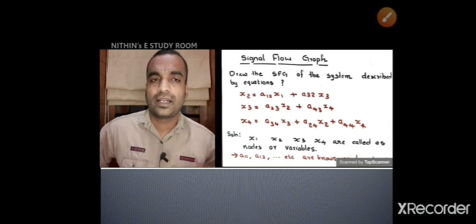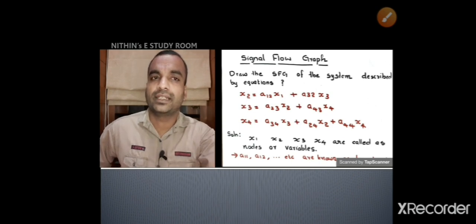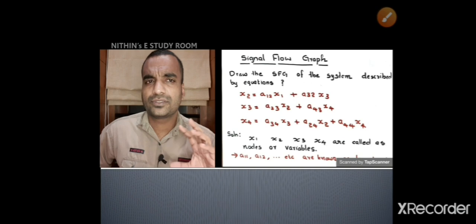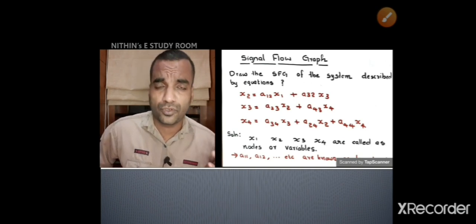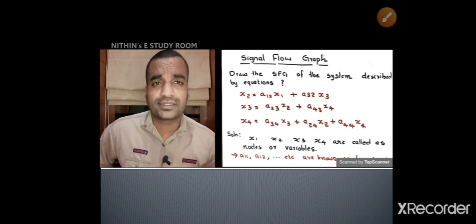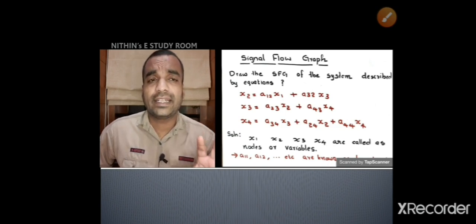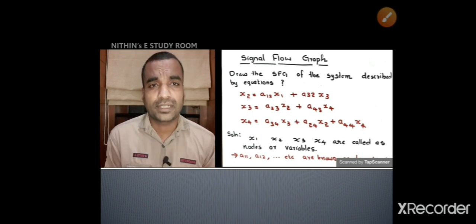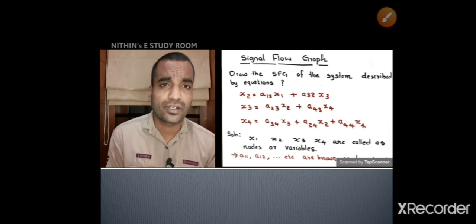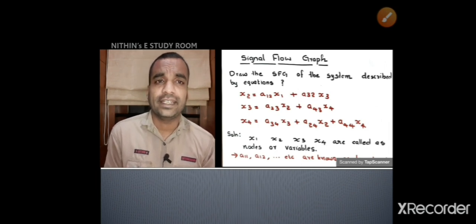In the same way we have to analyze the three equations and represent them in a graph. Actually, this topic is not that important. The signal flow graph is not that important for you. You are often asked to find some gain or transfer function using Mason's gain formula. Without in-depth knowledge of the signal flow graph, you can do the problems related to Mason's gain formula. That's why we are discussing this in detail.